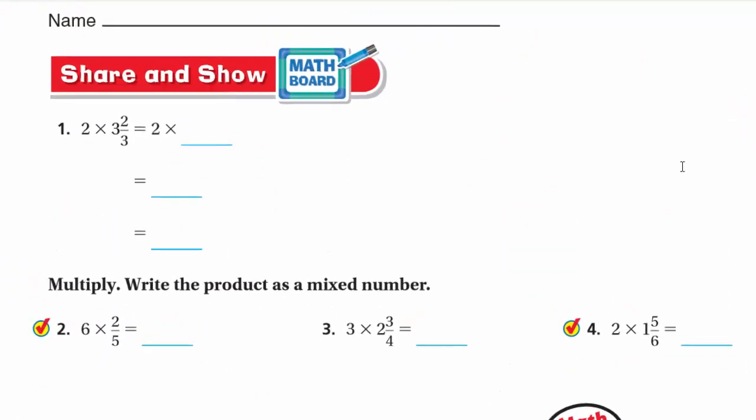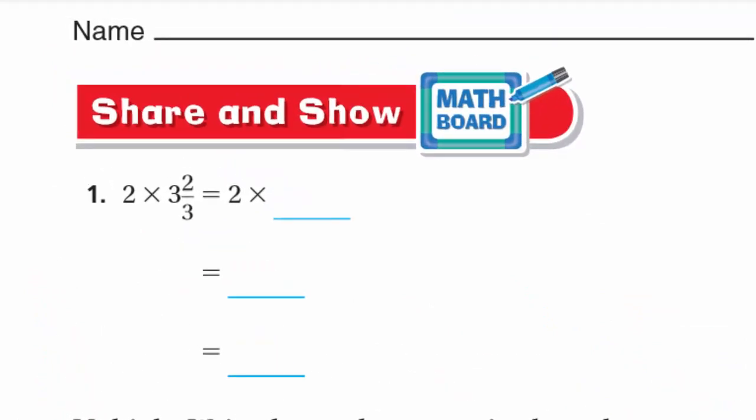And now for share and show. Here we want to multiply a whole number by a mixed number. So first we will turn the mixed number into a fraction. So we'll multiply 3 by 3, then add the 2. So 3 multiplied by 3 is 9, plus 2 is 11. So 11/3. And now we'll multiply 2 by 11, which is 22/3.